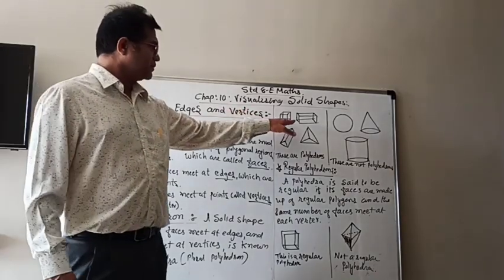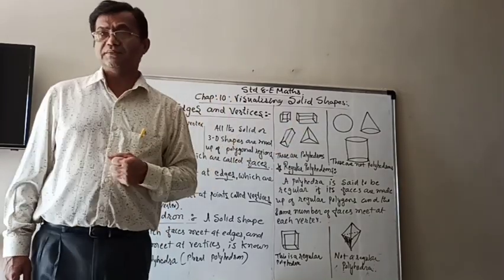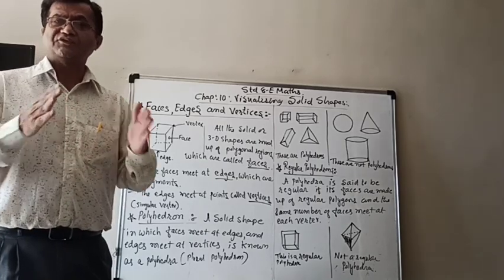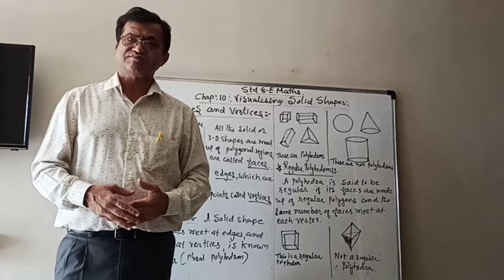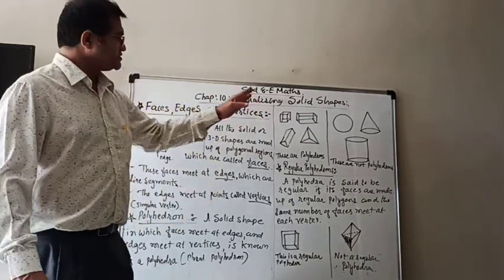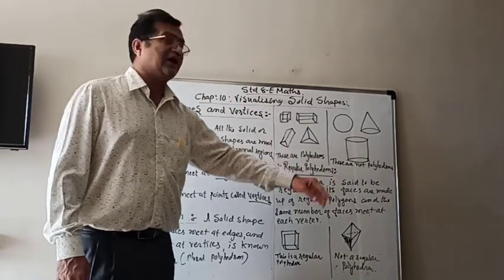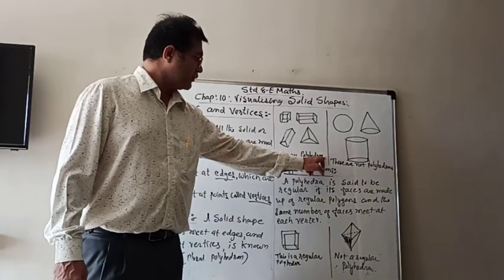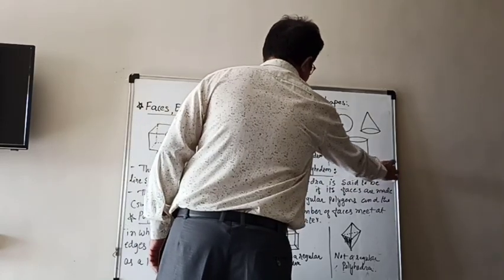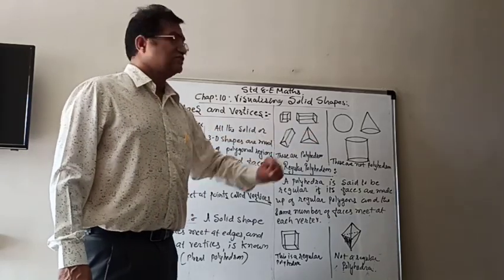You can see here a cube, a cuboid, a prism and a pyramid, etc. These shapes are such that the faces meet at the edges and edges meet at the vertices, and therefore all these solid shapes in this section are polyhedra.